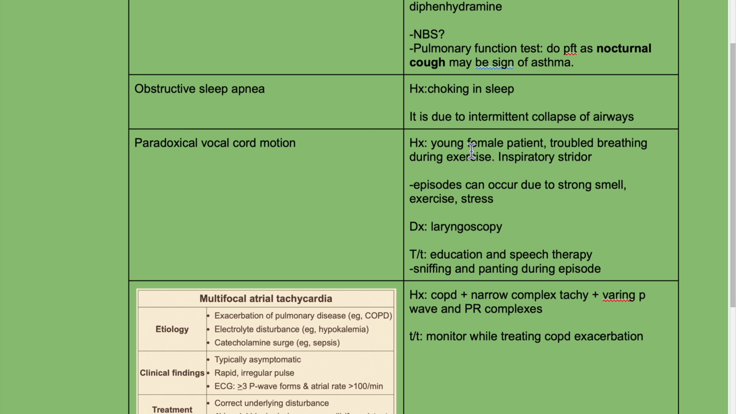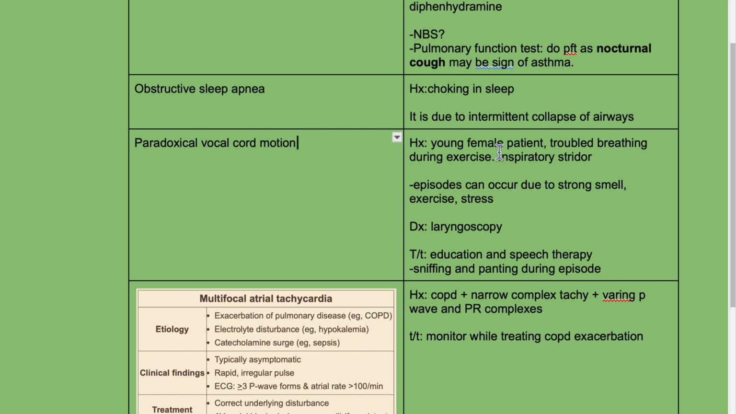Here we have a history of a young female patient with troubled breathing during exercise, and you can hear an inspiratory stridor. Episodes can occur due to strong smell, exercise, or stress. Diagnosis here is laryngoscopy. Why? Because they have paradoxical vocal cord motion. So that's what that is.